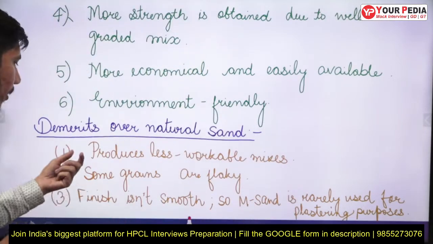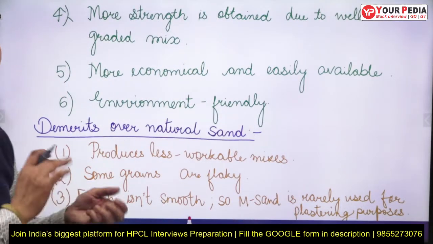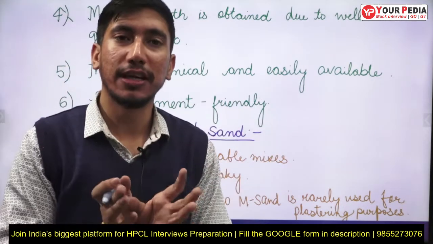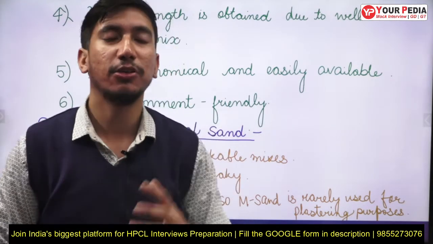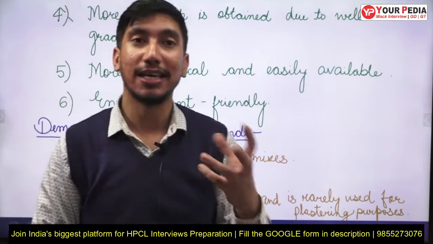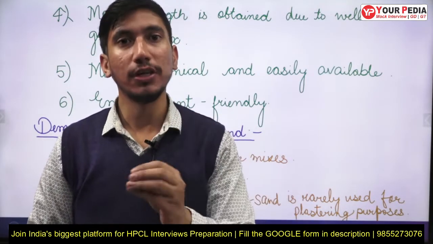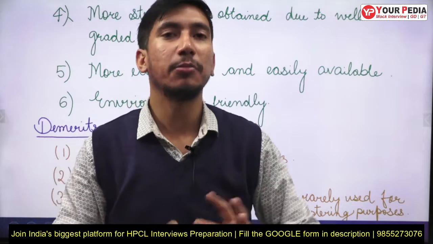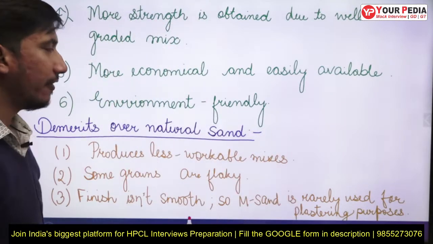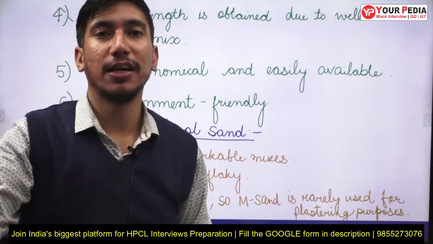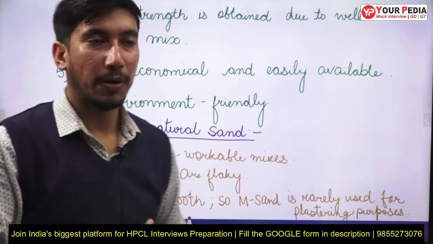The next thing is that because it is formed by the crushing of the grains, some grains can be flaky. Out of all the grains, some can be flaky in nature, and flaky grains will not produce high strength concrete or mortar. So we don't want these flaky grains, but some grains might be flaky in shape. Flaky means that one dimension is very small as compared to the other dimensions.